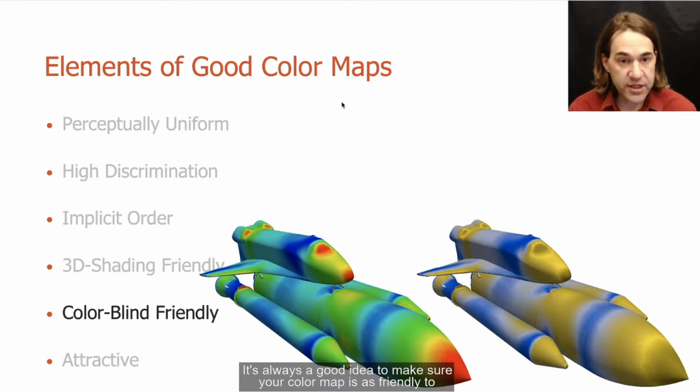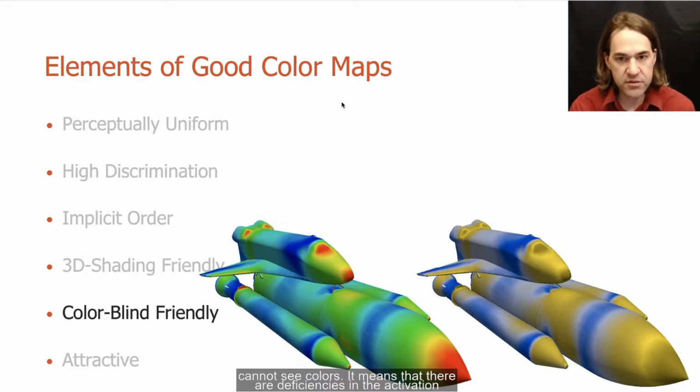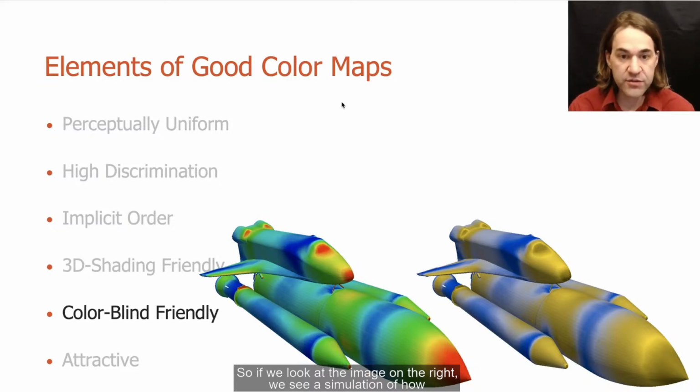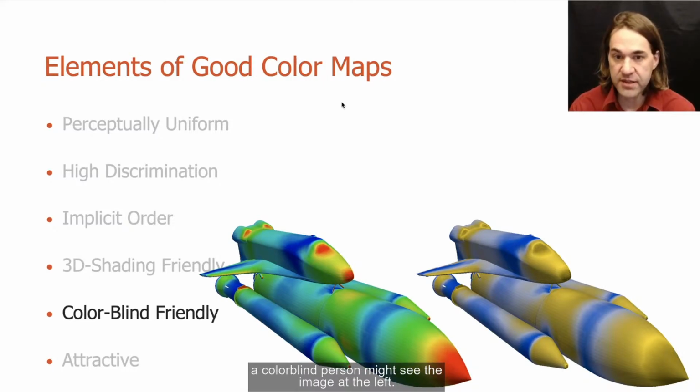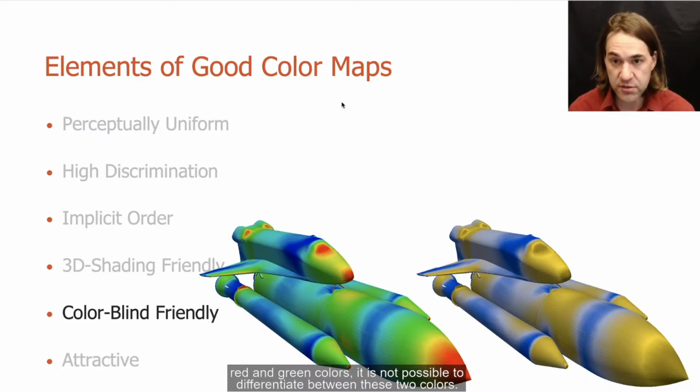It's always a good idea to make sure your color map is as friendly to colorblind people as possible. The term colorblind does not mean you cannot see colors. It means that there are deficiencies in the activation for one or more types of cones, and so fewer colors can be resolved. So if we look at the image on the right, we see a simulation of how a colorblind person might see the image at the left. For this type of color blindness, which is a common color blindness between the red and green colors, it's not possible to differentiate between these two colors.